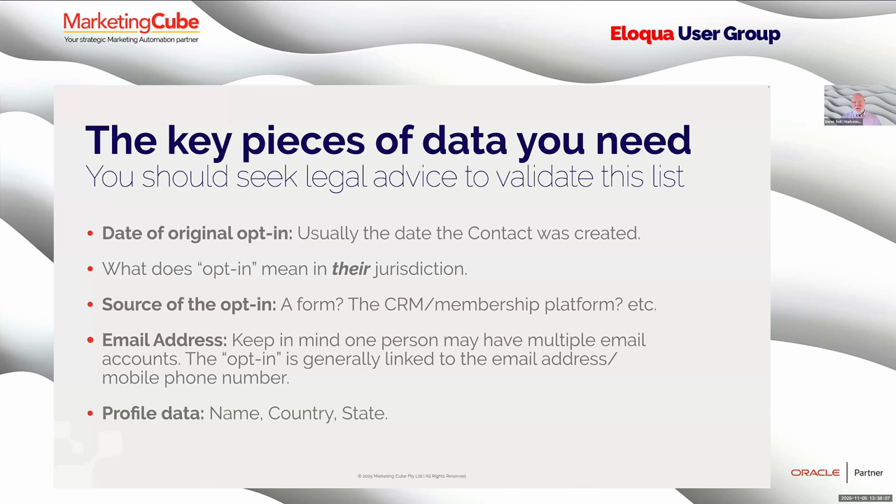The source of the opt-in is the other piece that's really important to have on file or stored within your platform. And so did they come in through a form? Again, was it a social ad you did, for example, or did they come into the CRM or a membership platform? If you're a membership-based organization, how did they come in? So what was the source of that opt-in when it was provided? Of course, the email address is the critical one. You've got to have the email address, and you can't create a contact in Eloqua without having an email address. So that one's kind of easy.